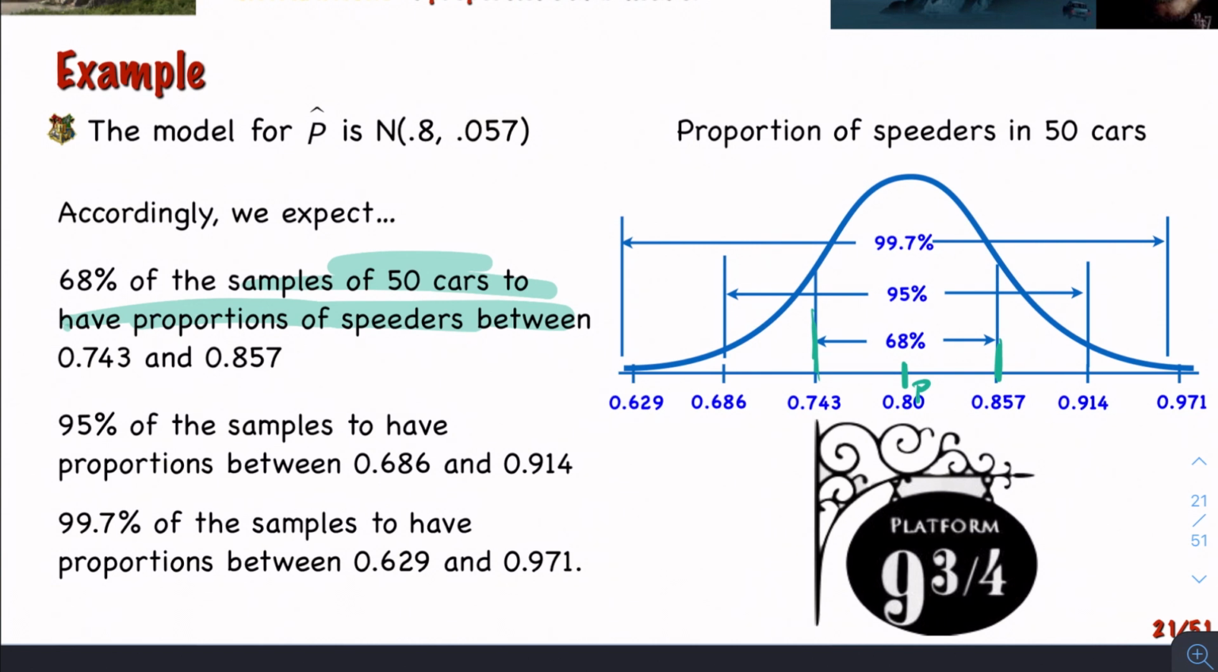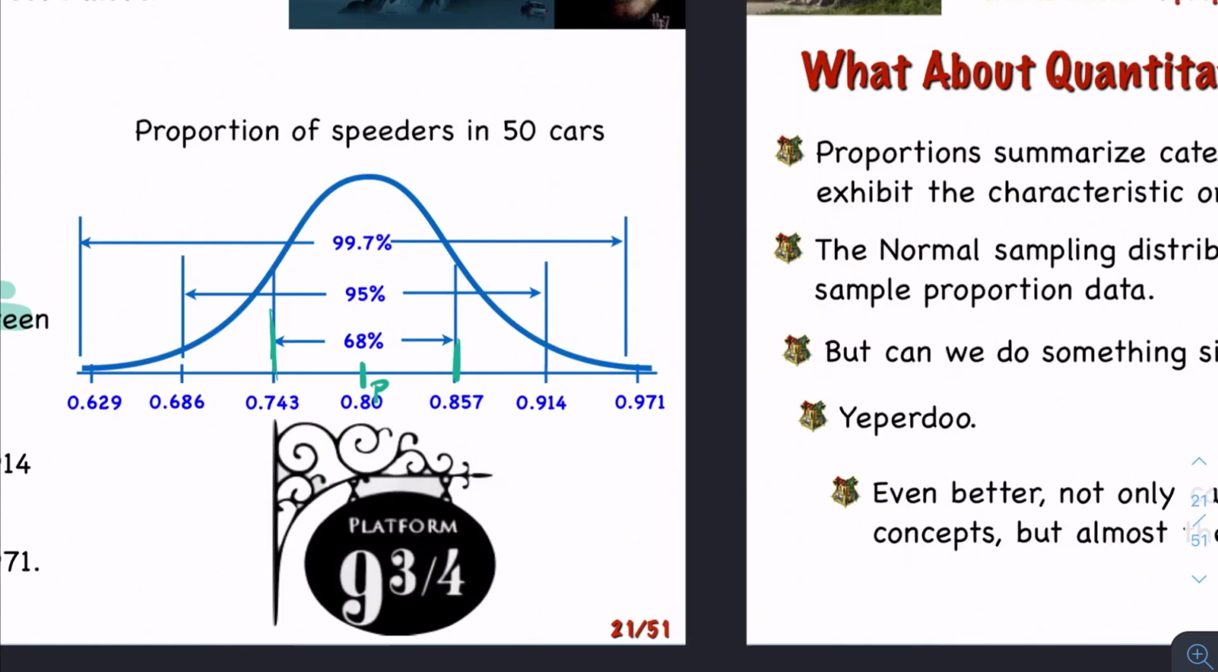95% of the samples that we collect would have proportions between 68% of those cars speeding and 91% of those cars speeding. And then 99.7% of our samples have proportions between 0.629 and 0.971. You can see that we're not talking about individual cars. We're talking about selections of 50 cars. And what are the distributions inside those samples of 50?